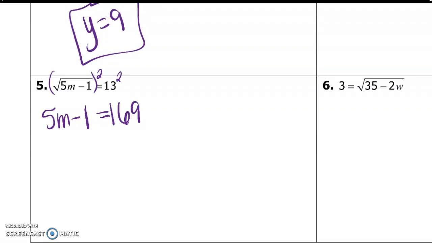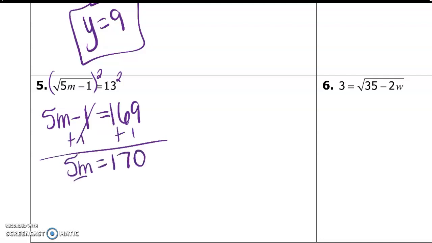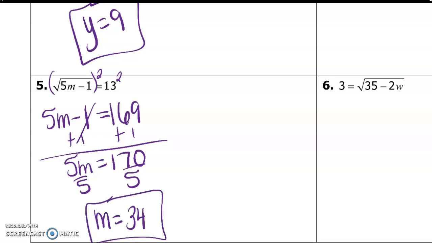Now we just solve it like a regular equation. Add 1 to both sides. That goes away. 5m equals 170. Divide by 5, m equals 34. So in your calculator, you're going to put square root 5 times 34 minus 1. Make sure it gives you 13, and it does. So we have not had any extraneous solutions yet.